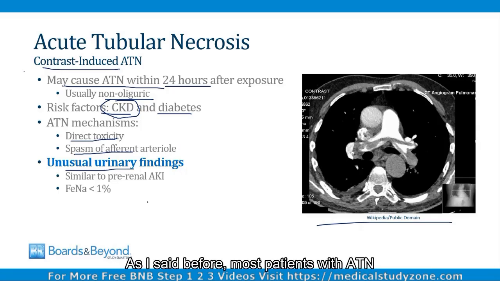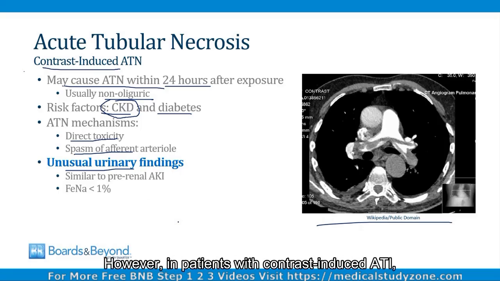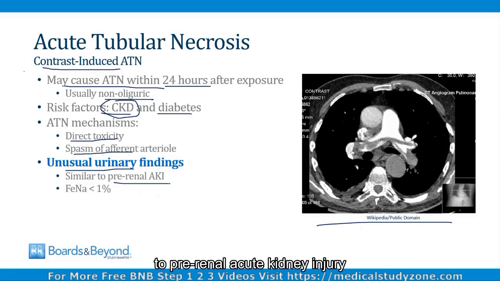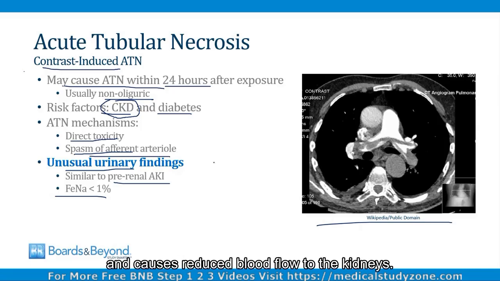As I said before, most patients with ATN have findings similar to intrinsic renal failure with a high fractional excretion of sodium. However, in patients with contrast-induced ATN, for reasons that aren't entirely clear, the urinary findings are usually similar to pre-renal acute kidney injury, with a very low fractional excretion of sodium, and it's thought that possibly this has to do with the fact that the afferent arteriole spasms and causes reduced blood flow to the kidneys.